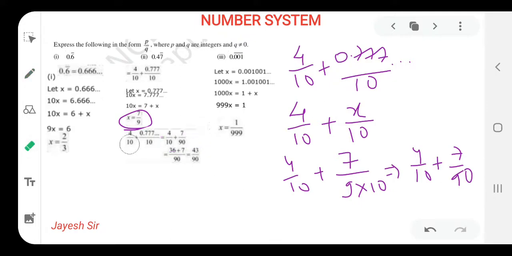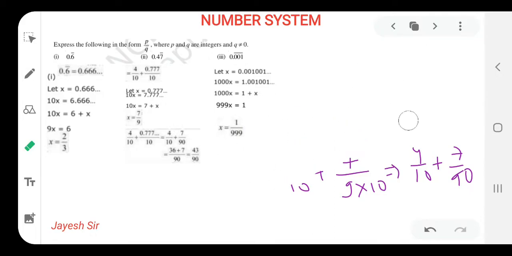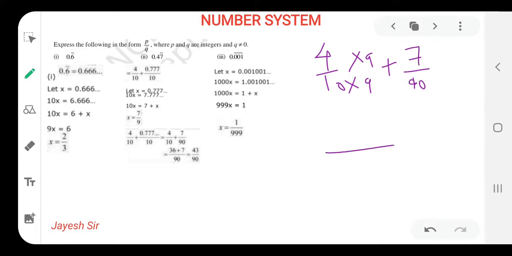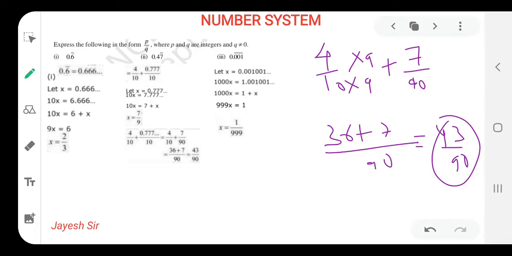Now what are we going to do? Afterwards we will find the LCM of 10 and 90, which would be 90 only. That means multiplying 9 on both the sides: 4 by 10 into 9 by 9. Why I multiplied by 9? So that the denominator would be equal to 90. So 9 fours are 36 plus 7 upon 90. That means 43 by 90. This is our answer. I hope you all might be getting it, friends.